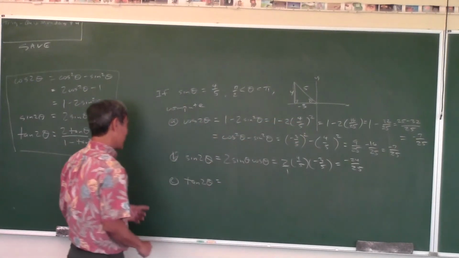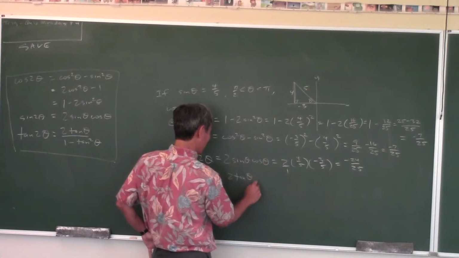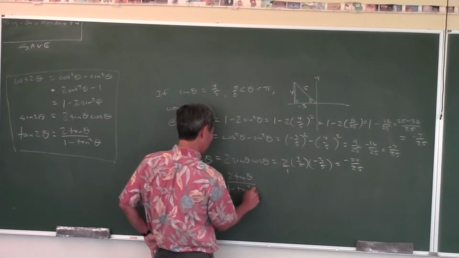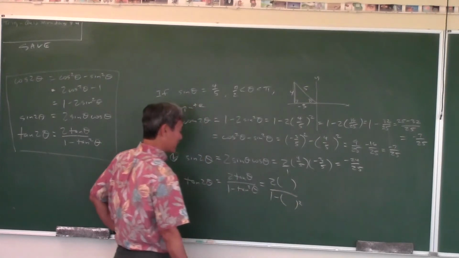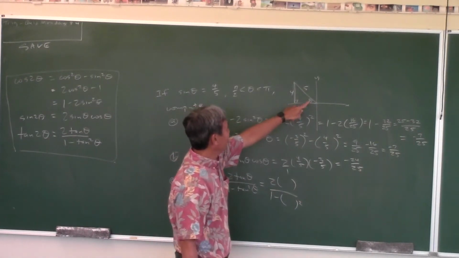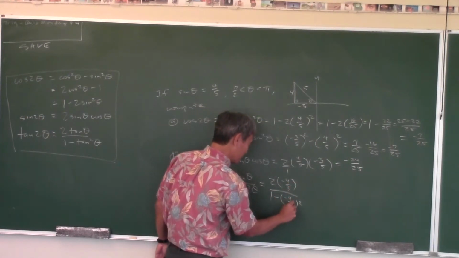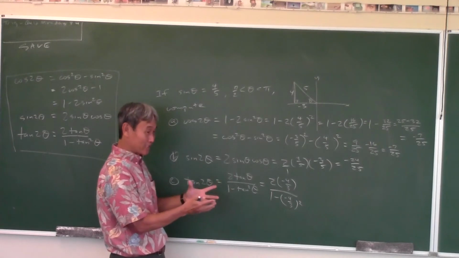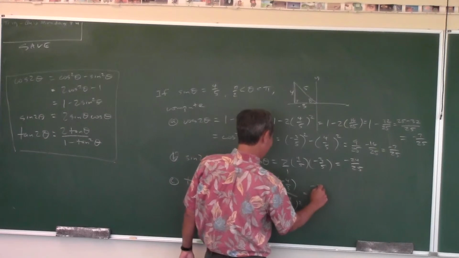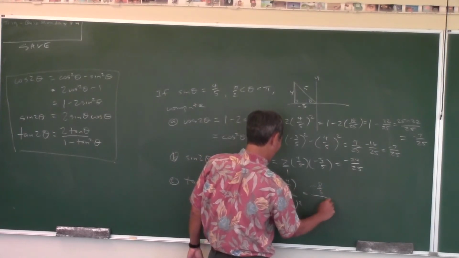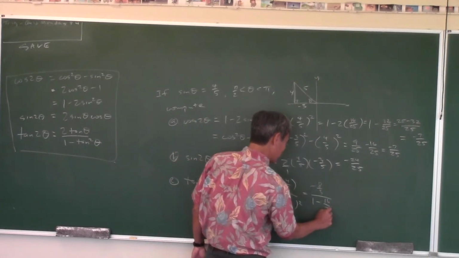And tangent 2 theta, there's only one identity right there. 2 tangent theta all over 1 minus tangent squared theta. And then all you have to do is look at the triangle you drew. So what is tangent theta? Opposite over adjacent. So negative 4/3. Right, and tangent squared means tangent quantity squared, yeah? So what do we got? We got negative 8/3 over 1 minus negative 4/3 squared, which is 16/9.